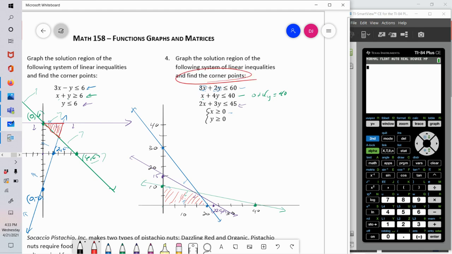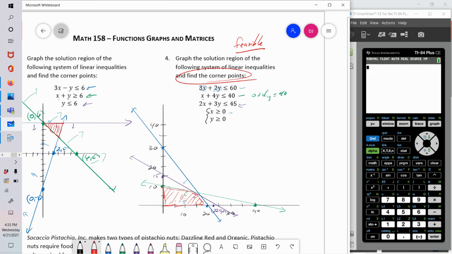And find the corner points. This region here that's shaded in red is what we call the solution region, or what we're eventually going to call the feasible region. The word feasible means possible, doable, workable, happens, it's okay. So that's my feasible region.